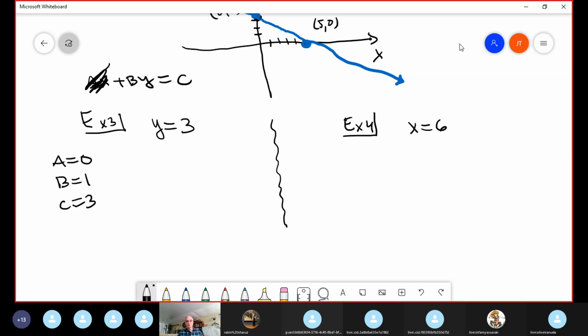And the second is also special because my equation is Ax plus By equals C, but we have no y. Y is missing. That means that B is 0. A is 1 and C is 6. Okay, so when one coefficient is missing, it's special.